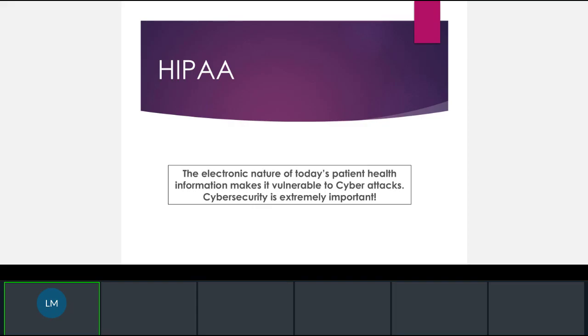When they do talk about HIPAA and the electronic health record, recognize that because so many things are electronic, it is very vulnerable to cyber attacks. So cybersecurity is huge. They have to really work to maintain the privacy of those records, because if anything happened, it would be just astronomical and detrimental for the facility.